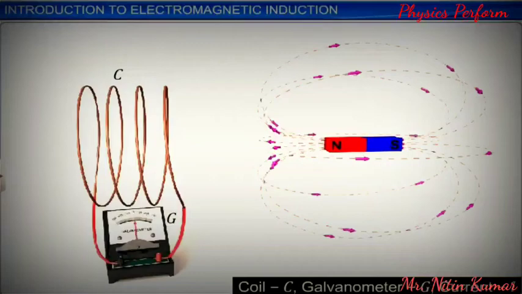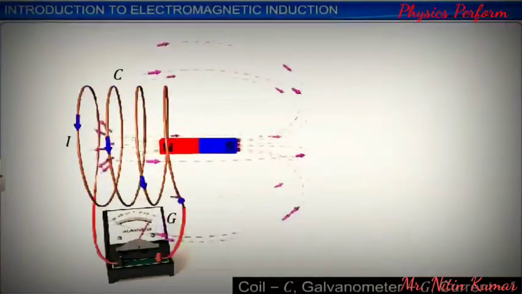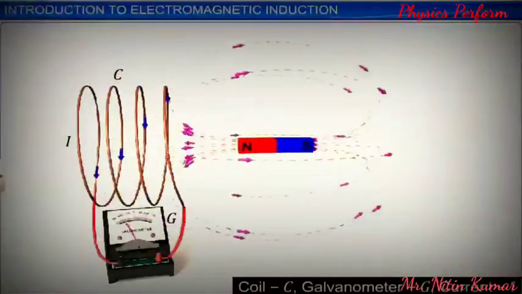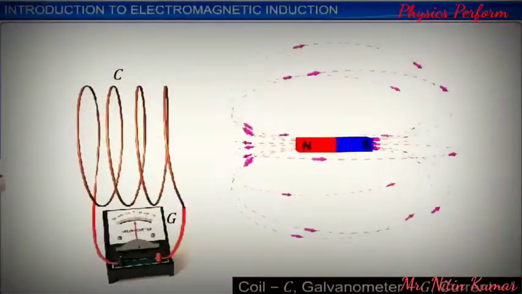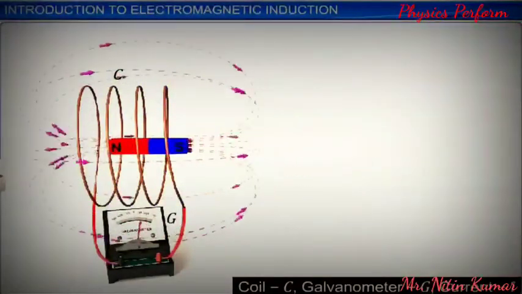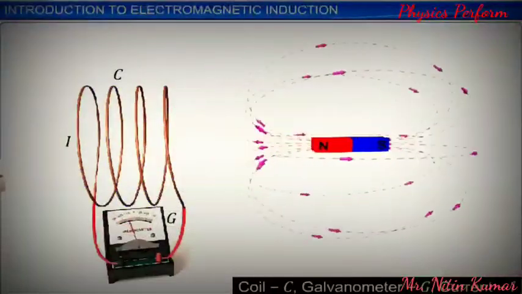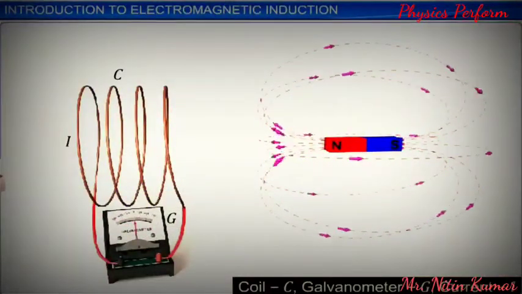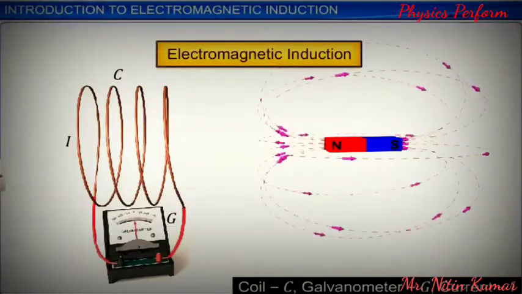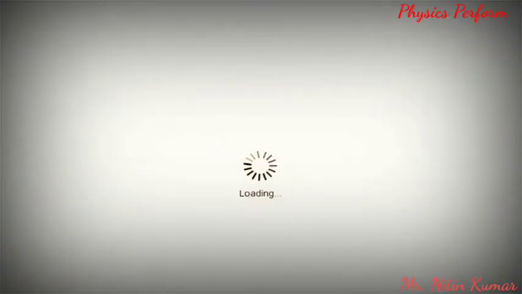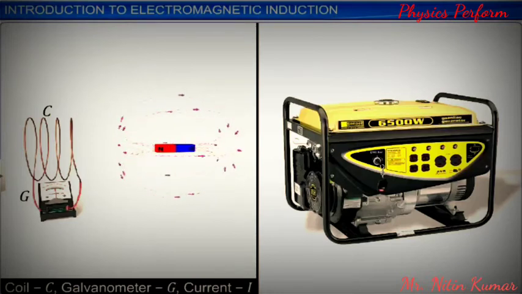However, in this setup, we see that an electric current is induced in a closed coil when subjected to a changing magnetic field. The phenomenon in which an electric current is generated by varying magnetic fields is called electromagnetic induction. Electric generators work on this principle.